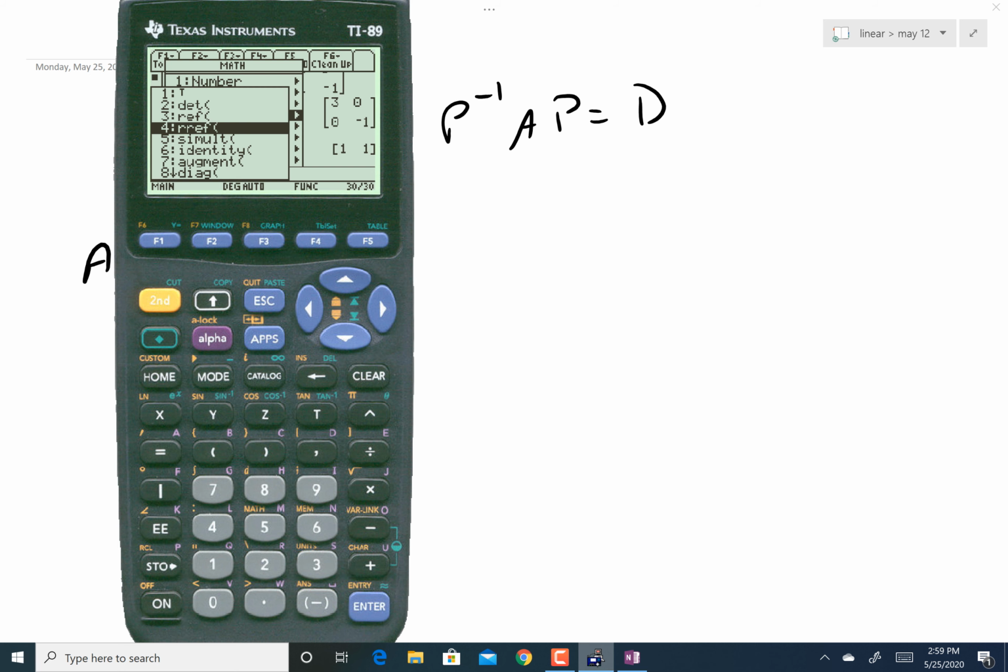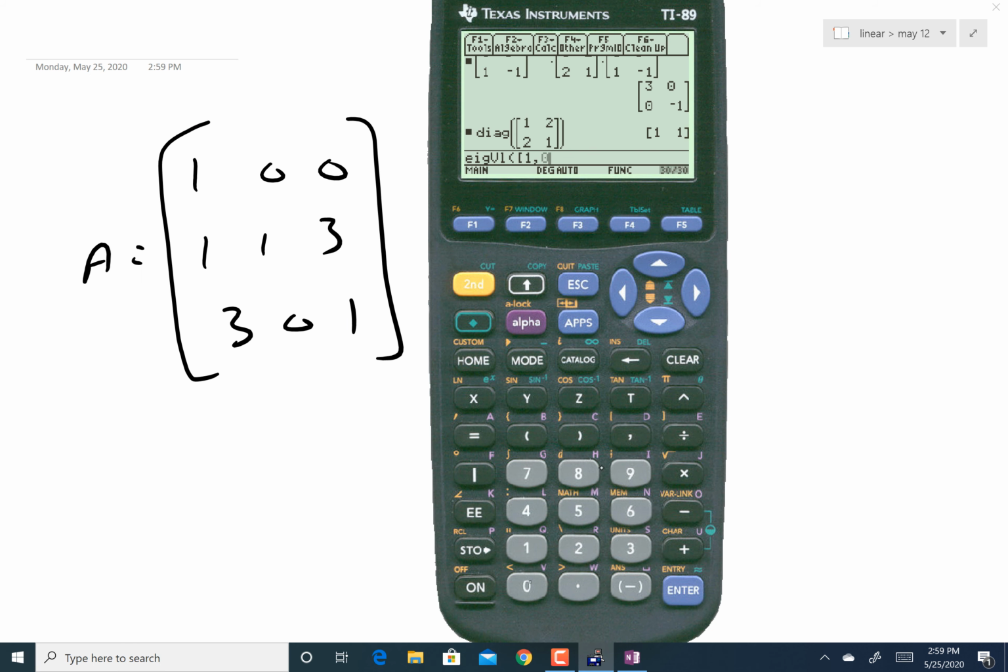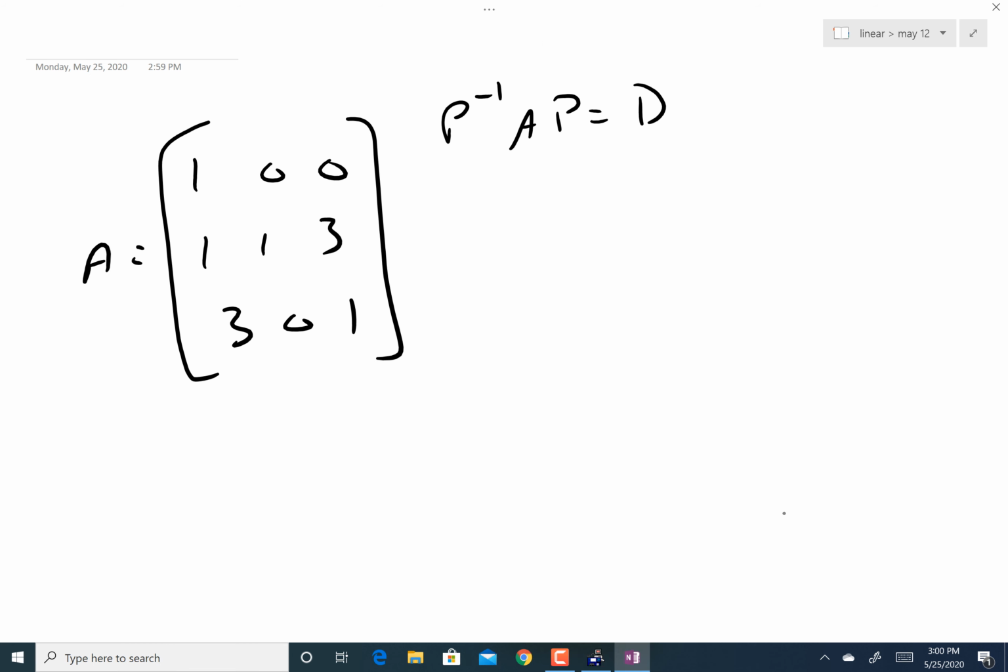Again, to pull this off, first things first, clear the calculator. Now I'm going to go to the menu and find the eigenvalues of this matrix, so 1, 0, 0, 3. Oh, 1, 1, 1. Interesting.